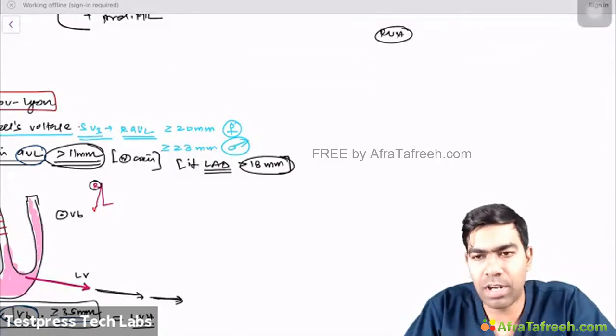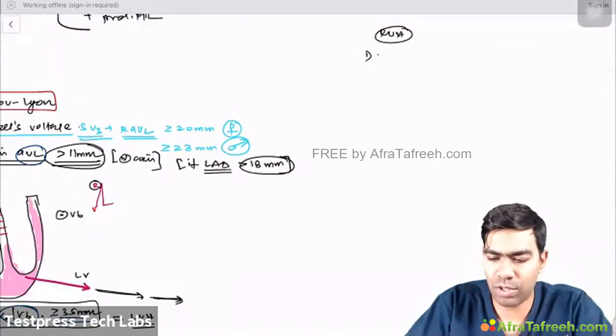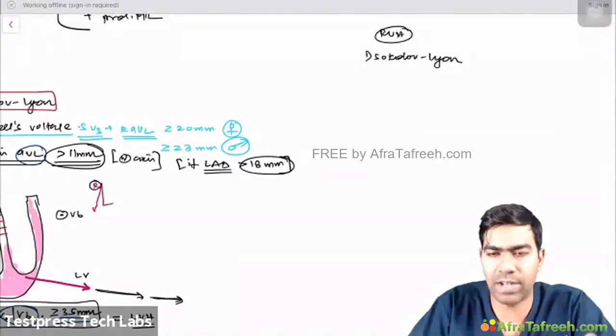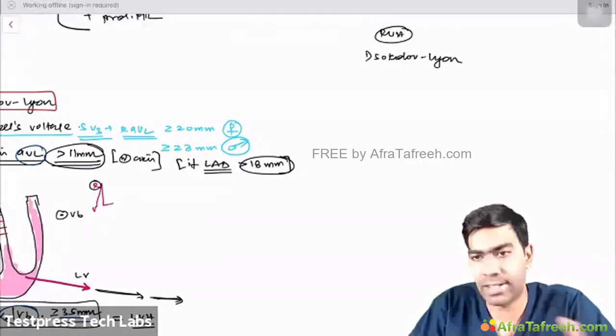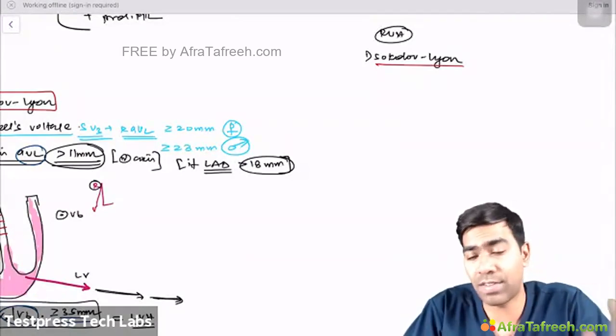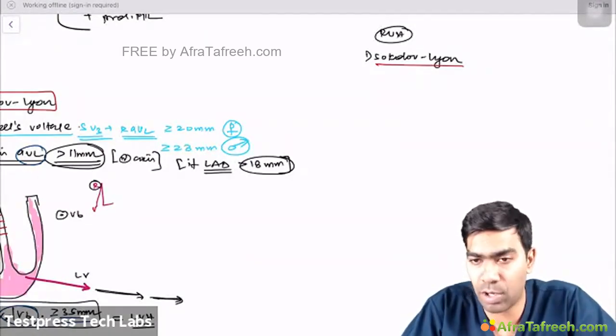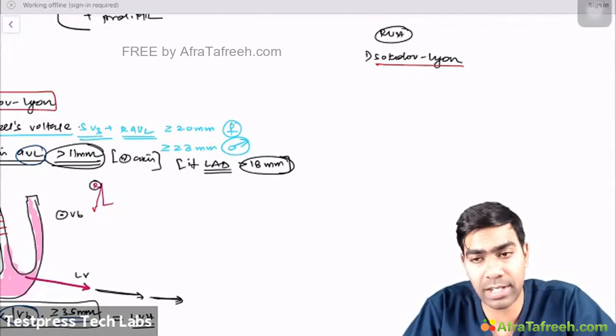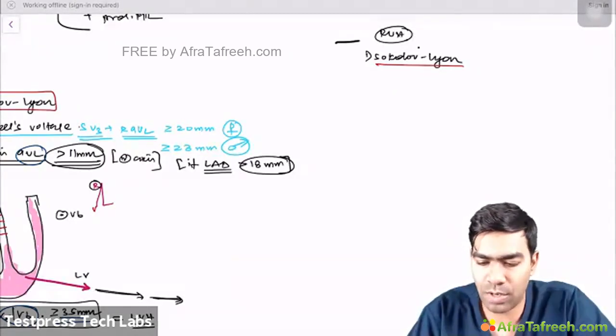And similar to LVH, for RVH also you have the Sokolov-Lyon criteria. But remember, in the exam, whenever they ask about Sokolov-Lyon criteria, always answer it for LVH, because certain examiners might not even know that for RVH also you have Sokolov-Lyon criteria. So that's why I'm telling you. So what is the Sokolov-Lyon criteria for right ventricular hypertrophy?